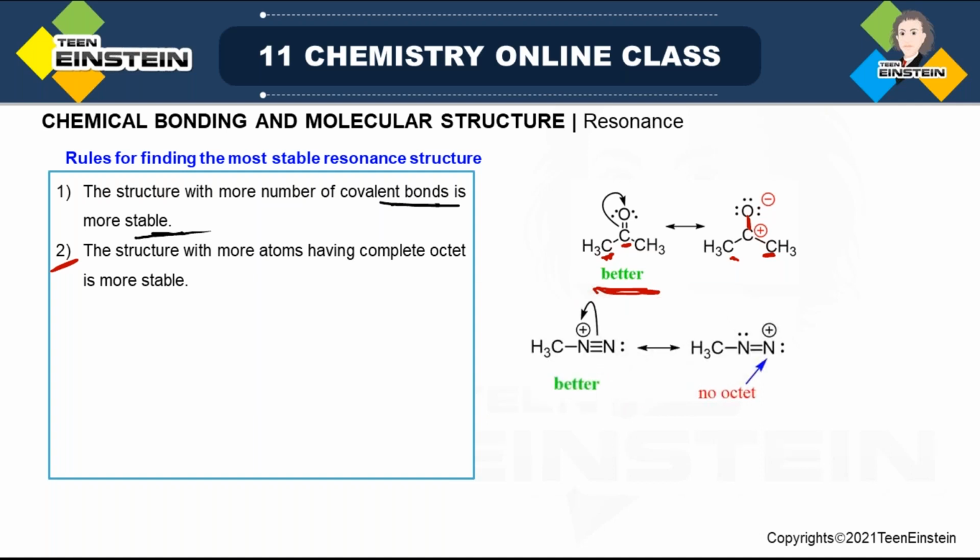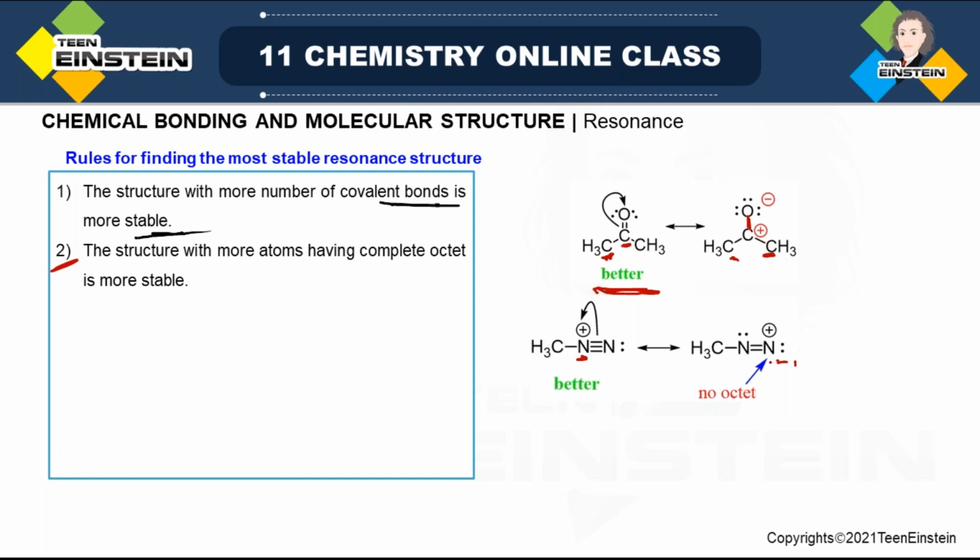Next, another example you can see, CH3, then N triple bond N. Now the middle nitrogen, as it has a total of 4 bonds, is positively charged. If you break one of the bonds of the middle nitrogen, it will be neutral, but the terminal nitrogen will be positively charged. Now you can consider these examples also from the point of view of rule 1 and rule 2. If you consider rule 1, the first structure having 4 bonds will be better.